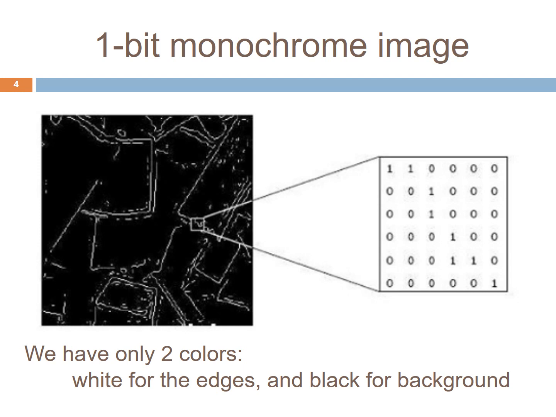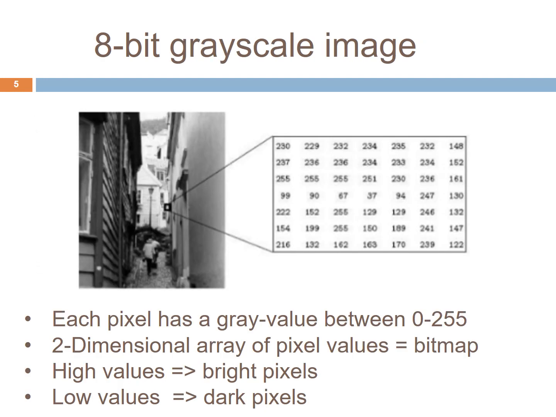For example, this is a monochrome image which is represented by 1 bit, either 1 or 0 digitally. The 1 is white and shows the edges, and 0 with black represents the background of the image. This is another example of an 8-bit grayscale image. The image digitally spans from 0 to 255 pixel values. The low pixel values indicate darker colors and high pixel values represent brighter grayish colors.